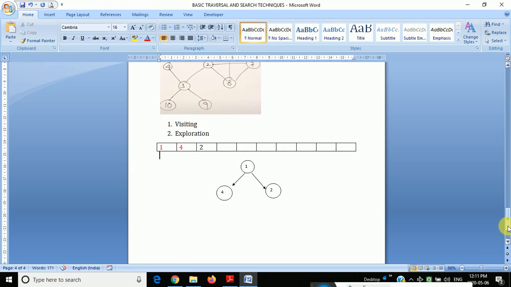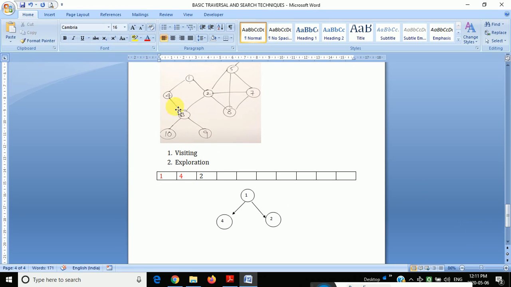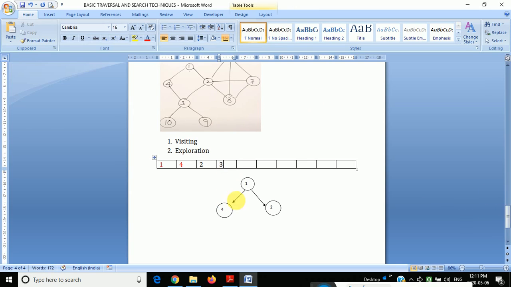Exploring, I'll show with the red mark here. Explore means where it is connected. 3 is connected, so we have to put 3 here. Here you have to make it in a tree form. So 3 we have visited. Understood? Next, this portion is completed, 1 and 4 are completed. Next is 2.